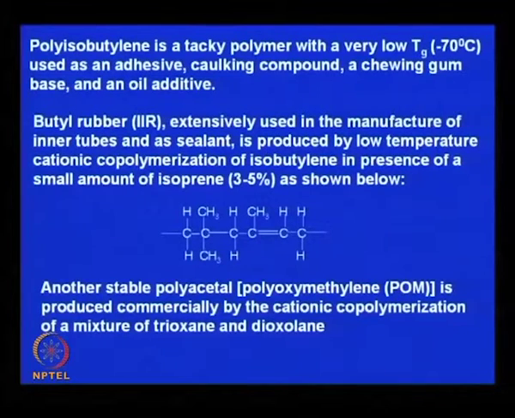Of course, the glass transition temperatures of these rubbers or these kinds of polymers lie around minus 65 to minus 75, minus 80 like that. The Tg of polyisobutylene is minus 70 degrees, and this is because of its tackiness property. This polymer is used as adhesive, caulking compound and a chewing gum base. Similarly, polybutadiene rubber is also used as a chewing gum base and an additive for oil. So, these are the uses of polyisobutylene.